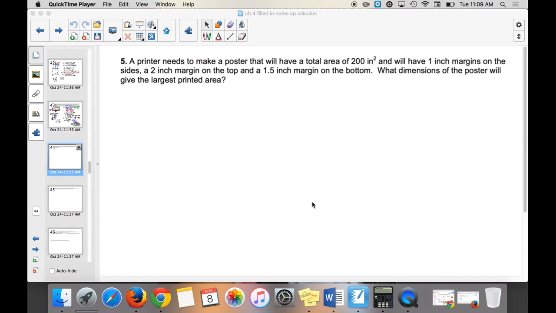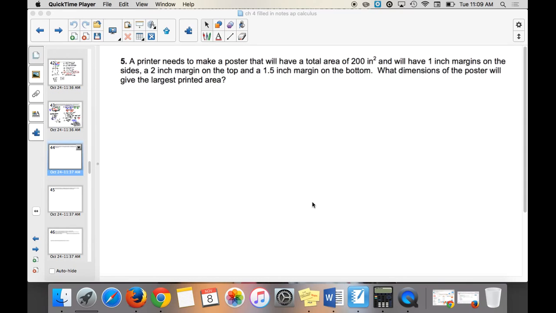Optimization. So number 5 says a printer needs to make a poster that will have a total area of 200 square inches and will have a 1-inch margin on the sides and a 2-inch margin on the top and a 1.5-inch margin on the bottom. I think I did this because this is what you need for letters of rec in order to print on the letterhead. What dimensions of the poster will give the largest printed area?